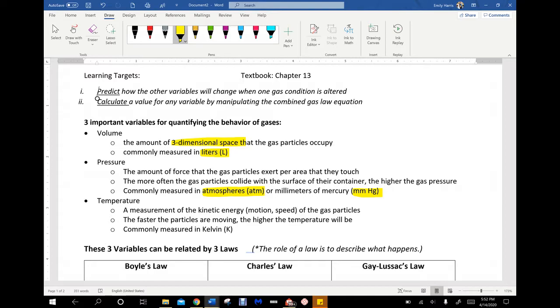And then finally we have temperature. Temperature is just a measurement of how fast the particles are moving, or their kinetic energy. So the faster they're moving, the higher their kinetic energy, the higher the temperature. In terms of gas laws, it's typically measured in Kelvin instead of degrees Celsius. Just as a reminder, if you're given degrees Celsius, we add 273.15 degrees to convert it to Kelvin.